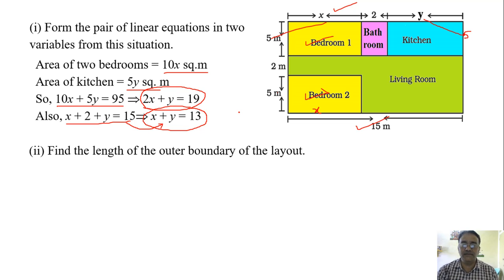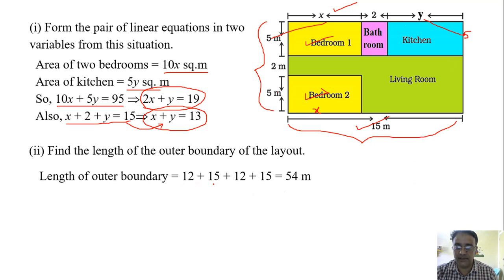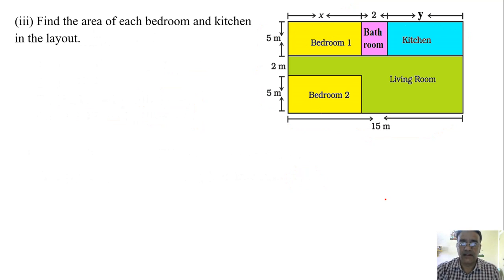Find the length of the outer boundary of the layout. Outer boundary means the whole perimeter. The length of this side we can calculate by adding all these three, and the length of this side is also 15. So we can add up all the measurements to get the length of the boundary. So 12 plus 15 plus 12 plus 15, we'll get the answer 54 meter. Now let us move towards one more question.